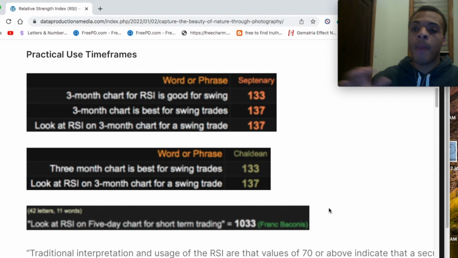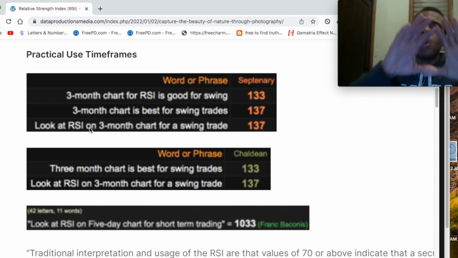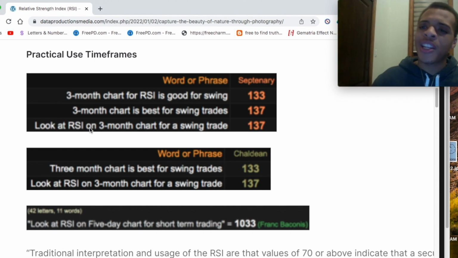There's a lot of things that apply, but when it comes to more of the sentence-based decodes, they're going to be around swing to long-term trades. That's how I get in my setups. So now let's look at some of these. 3-month chart for RSI is good for swing: 133 in the septenary. We love seeing that. 3-month chart is best for swing trades: 137 in septenary. Look at RSI on 3-month chart for a swing trade: 137 in septenary. So it's already telling you off the bat, if you want a good swing, look at that 3-month RSI with a longer term frame to really see what that strength is.